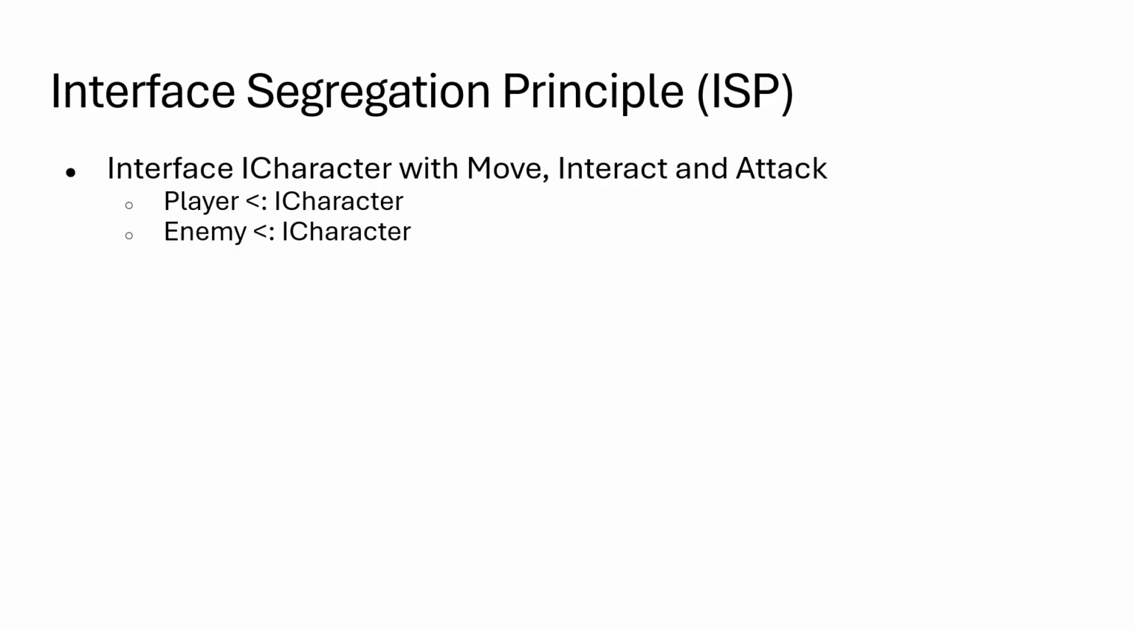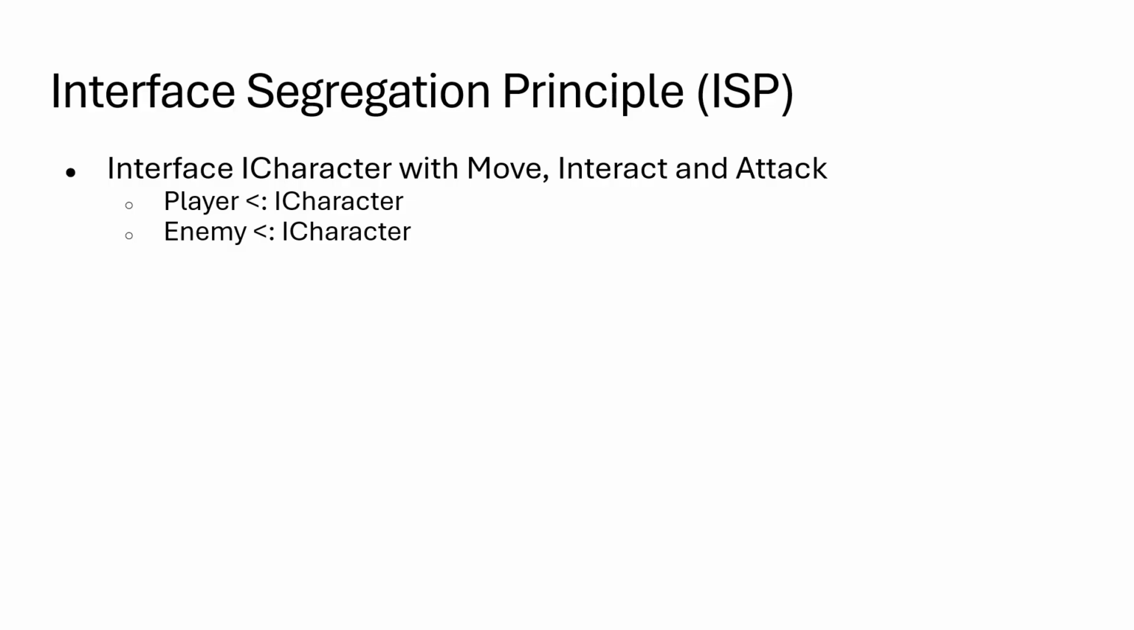It has a move, it has an interact, it has an attack. So I want to reuse this interface as often as possible, because obviously it's an interface. If I don't reuse it, then why do I have this interface in the first place, right? So I use this for my player and my enemy. Both my player and enemy implement the iCharacter interface.